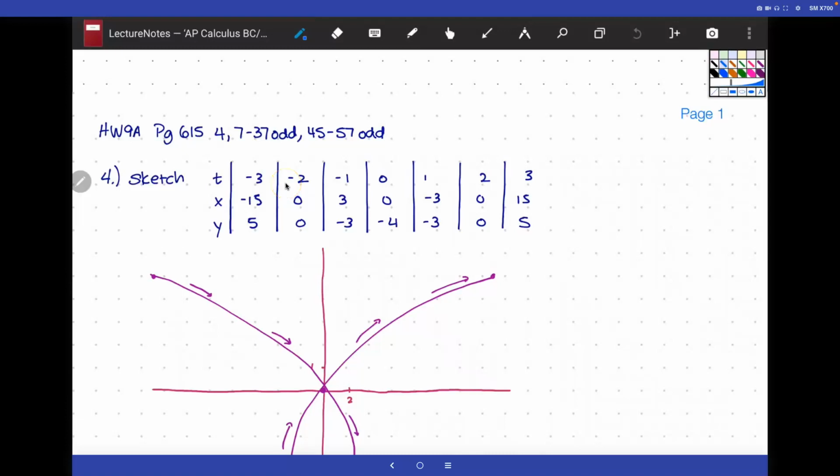Parametric equations. Yeah. Woo woo. Any questions over the homework? Sid.